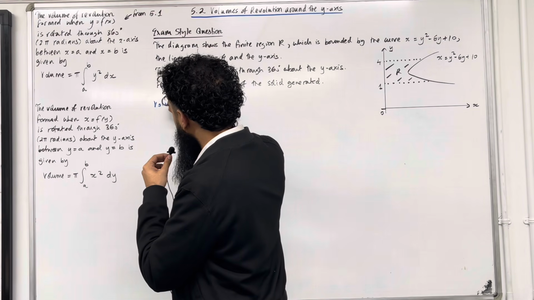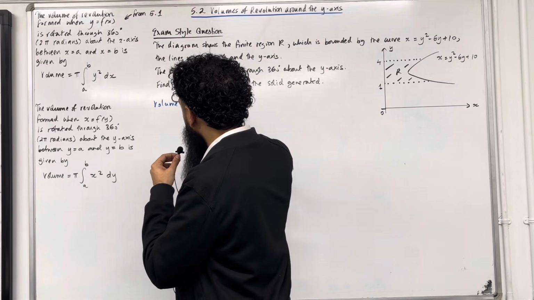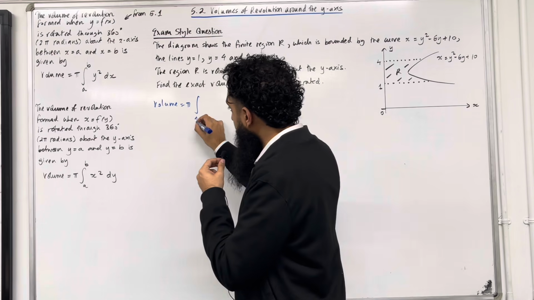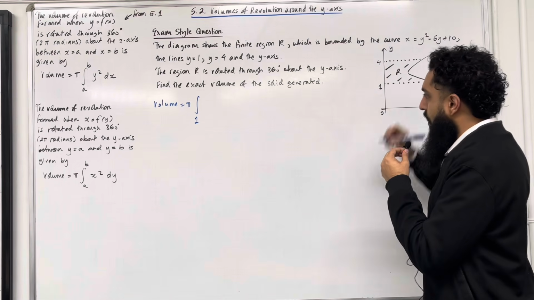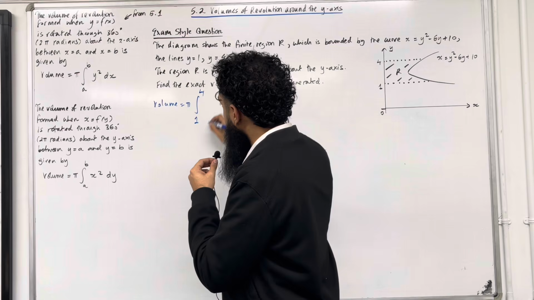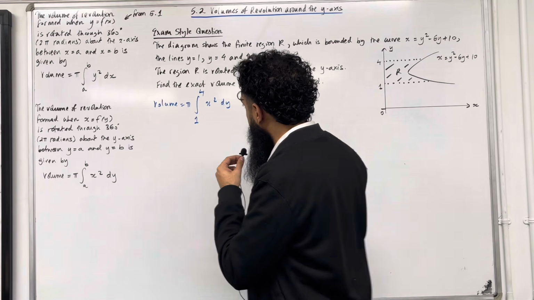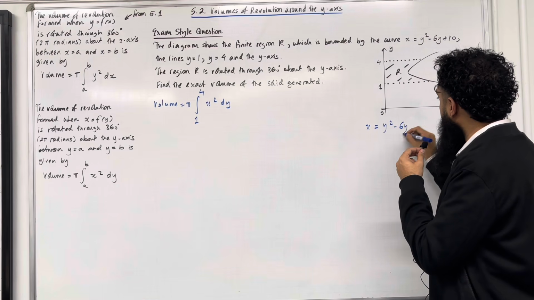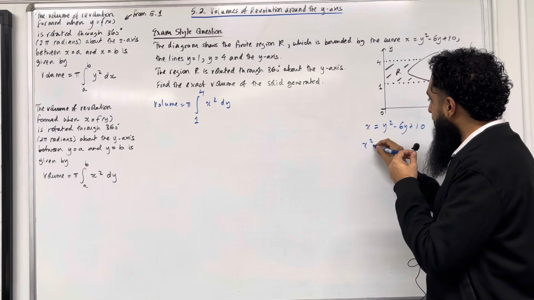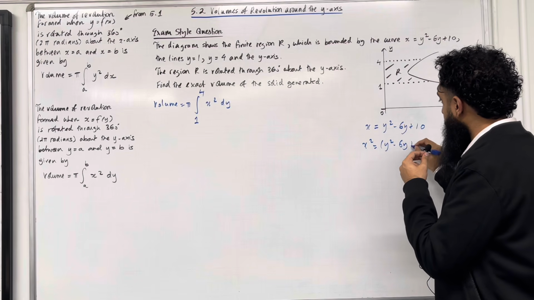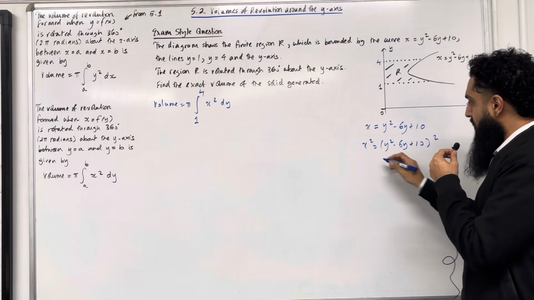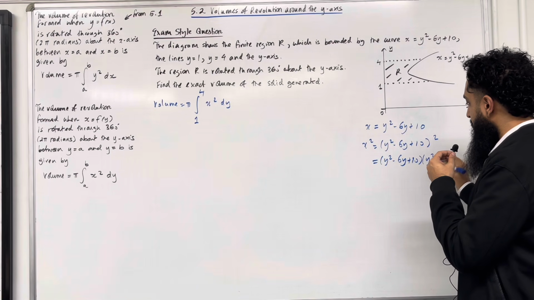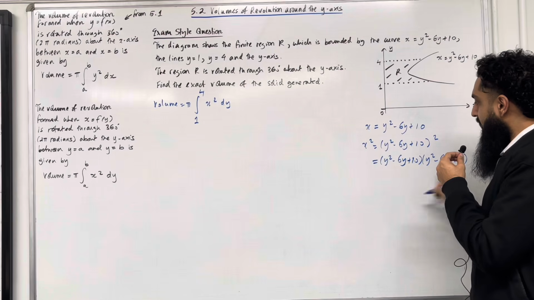I've got volume equals pi multiplied by the integral from the lower y limit, which is 1, so y equals 1, to the upper y limit, which is 4, of x squared dy. My x equation is y squared minus 6y plus 10. I need to square both sides, so I can open this up into double brackets, and then I need to expand the double brackets.